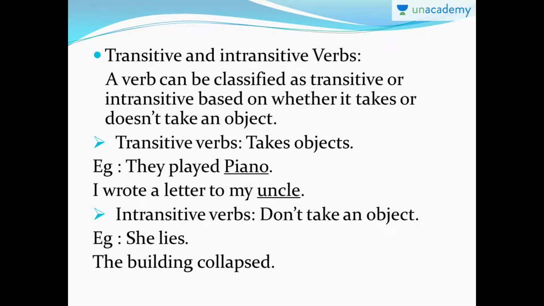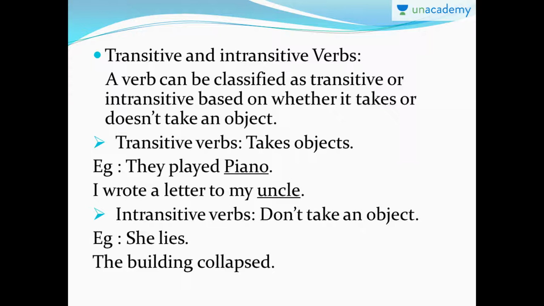Now we have two types of verbs which are very important when we talk about direct and indirect objects. One is transitive verbs and one is intransitive verbs. Okay, so how can we classify transitive and intransitive verbs? So simple. When a verb takes an object, it becomes a transitive verb. When a verb doesn't take an object, it becomes an intransitive verb. Okay, so a verb can be classified as transitive or intransitive based on whether it takes or doesn't take an object. So transitive verbs take objects.